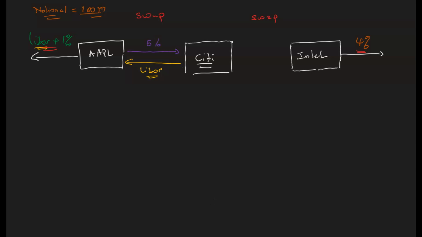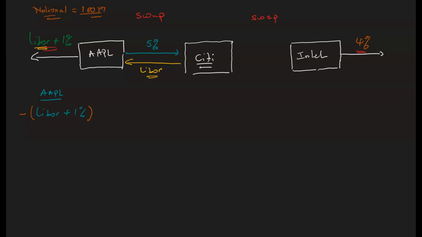I'm going to use a different color here to make it a little more obvious. So Apple is going to be making a payment here of 5% to Citi. So ultimately, what do we have? Well, Apple initially had, let's call that AAPL, a loan of LIBOR plus 1%. So they had to pay LIBOR plus 1%. And because they had to pay that, we're going to put a negative sign in front. That's what they had to pay.